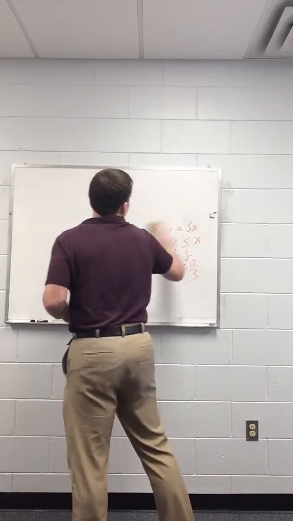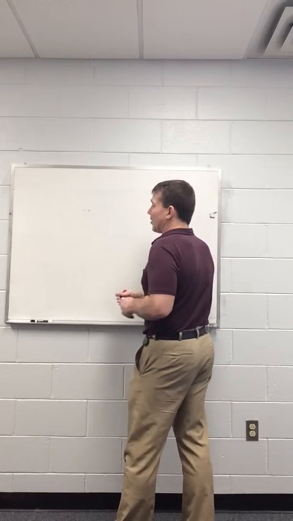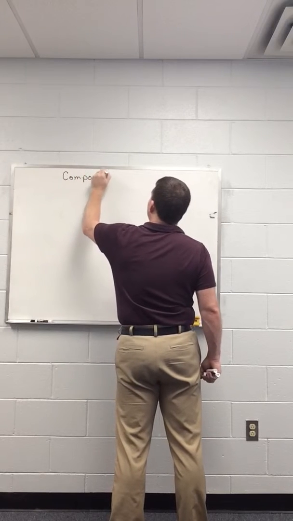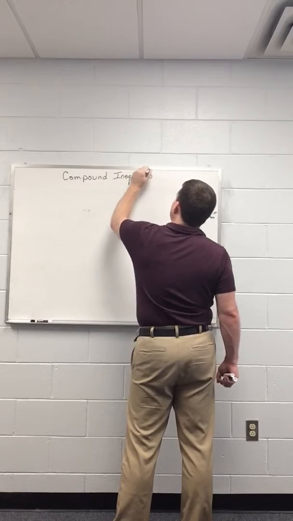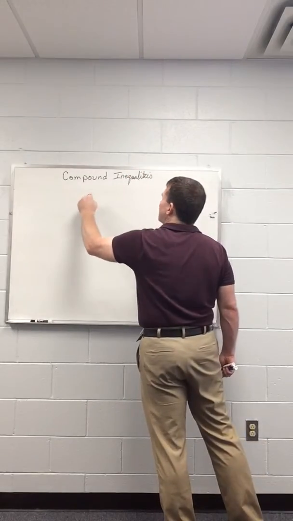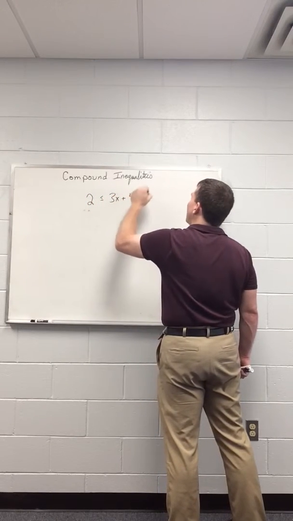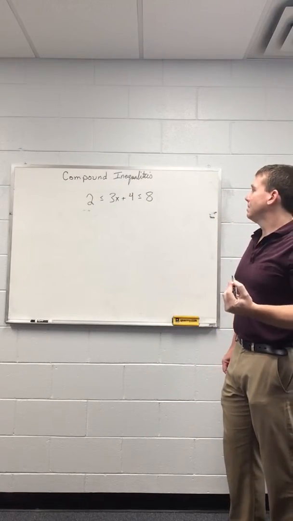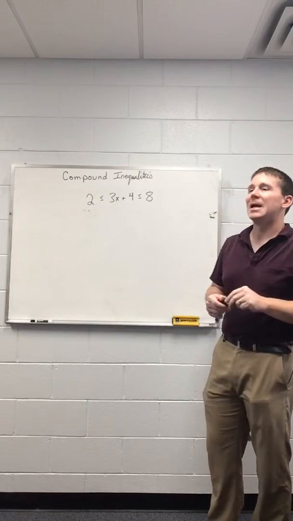Okay, there is another type of inequality we want to look at. The ones we just did are called simple inequalities. Now we want to look at compound inequalities. And the idea is, maybe I have something like 2 is less than or equal to 3x plus 4 is less than or equal to 8. This is just called a compound inequality because there's 2 different inequality symbols.